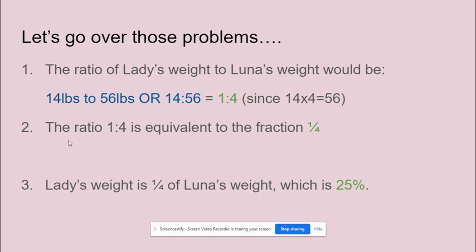All right, so now that ratio, which is 1 to 4, is equivalent to the fraction 1/4. So Lady is actually 1/4 the size of Luna. And also, it would take 4 ladies to weigh the same amount as Luna. But oh my gosh, please don't ever give me 4 ladies. One is way more than enough. Annabelle, could you imagine if we had 4 ladies?